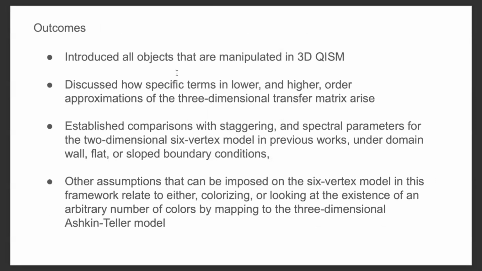So the outcomes of this approach that we have been mentioning is that we introduce all objects manipulated in the three-dimensional QISM approach, and we discuss how specific terms in lower and higher order approximations of three-dimensional transfer matrices arise, and we establish comparisons with staggering and spectral parameters for the two-dimensional six-vertex model in previous works under domain wall, flat, or slope boundary conditions. And this is to say that this discussion can also have further connections, because other assumptions can be imposed on the six-vertex model in this framework that relate to either colorizing or looking at the existence of an arbitrary number of colors by mapping to a three-dimensional Ashkin-Teller model.